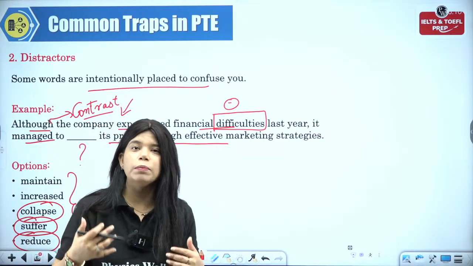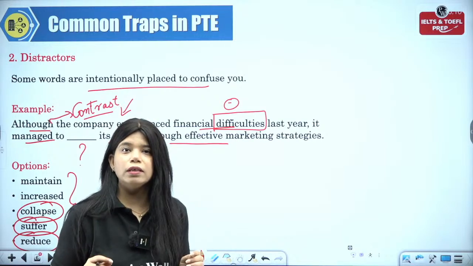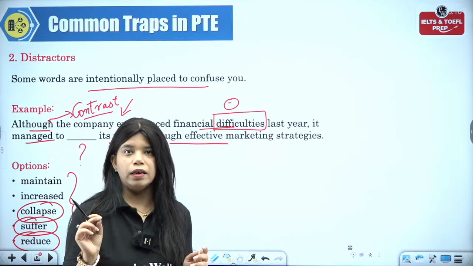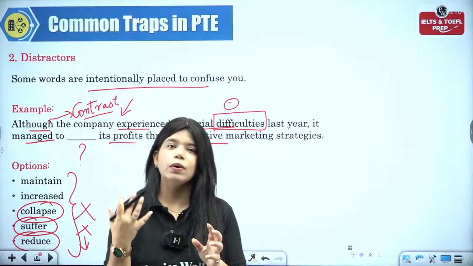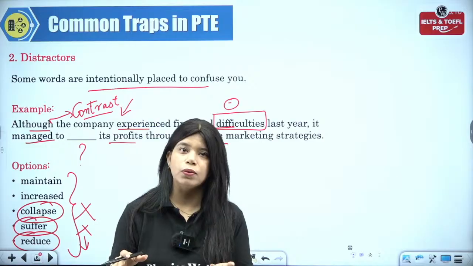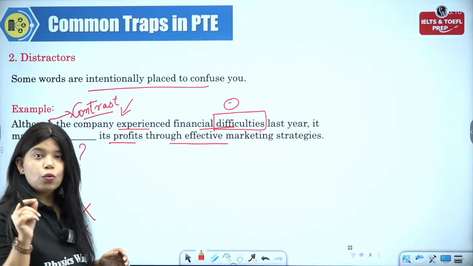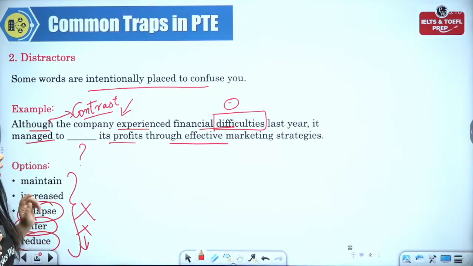And how are we able to understand that these are the wrong ones? Because we know that although is a conjunction which goes with contrasting ideas. So this is something, even if you are preparing for the IELTS exam, these kind of things will help you in IELTS reading also. You will be able to understand the tone. Now we are left with just two options, which are maintain and increased.